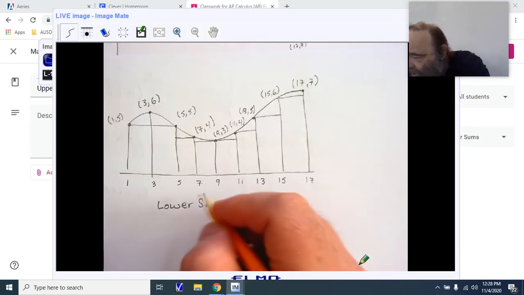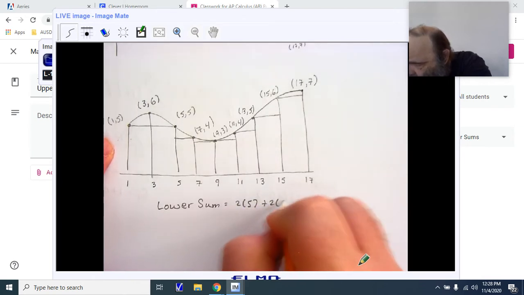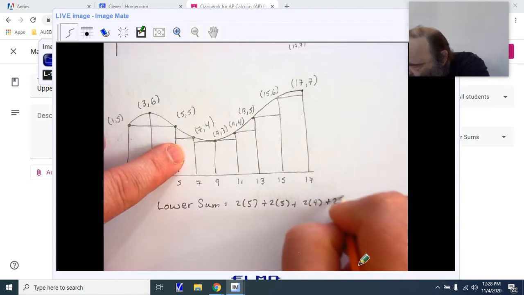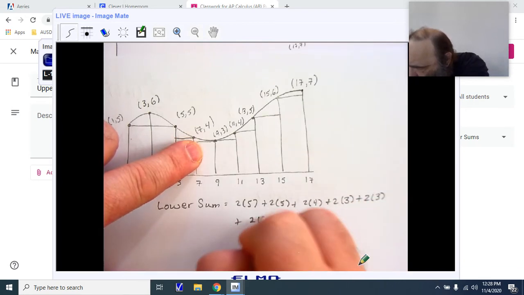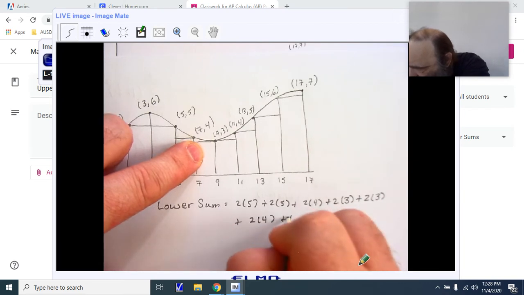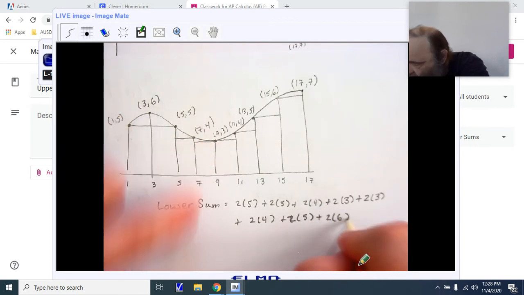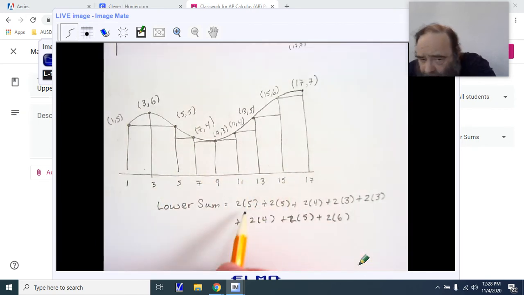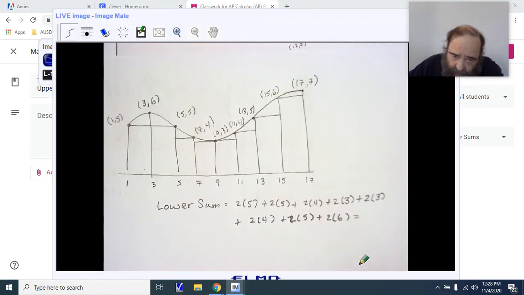So our lower sum, once again, a group of rectangles with lengths of 2. And I have 2 times 5, 2 times 5, 2 times 4, 2 times 3, 2 times 3, 2 times 4, 2 times 5, and then 2 times 6. Once again, there should be 8 boxes, and therefore 8 products, 1, 2, 3, 4, 5, 6, 7, 8. And we add these up to get our sums.